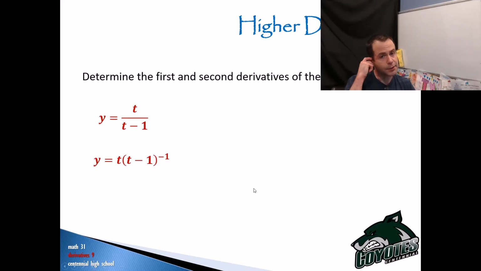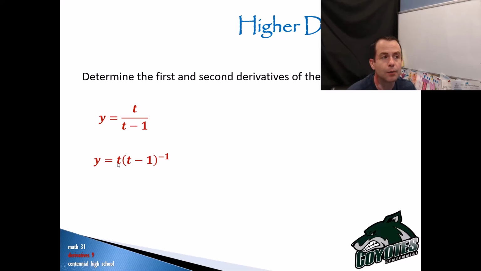Again, on a test, you wouldn't do that on a question that just said determine the derivative. If I gave it to you as a quotient, I would want you to use the quotient rule. Here, we've kind of gone beyond that because we're looking at higher derivatives. So here, you would have the option of approaching it however you wanted to.